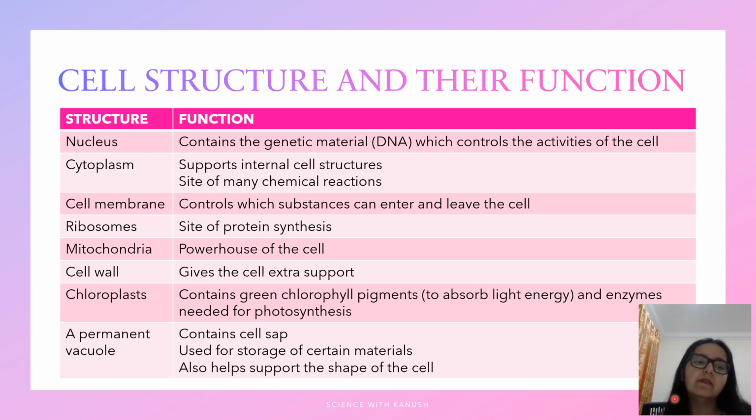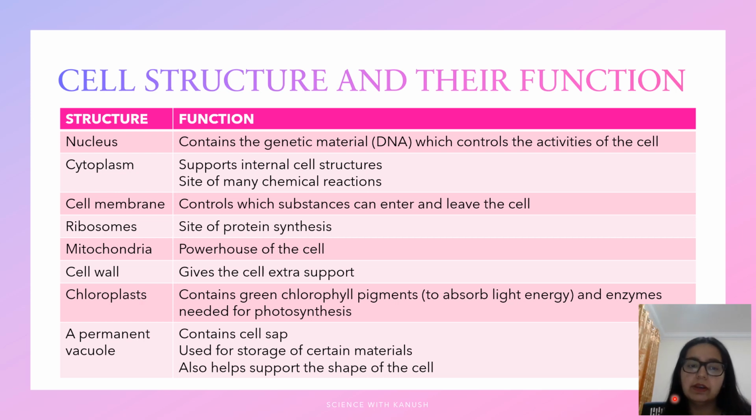Okay, and then we have a cell wall. So cell wall gives the extra support and the shape to the cell. And then we have chloroplast. As I told you, chloroplast contains a green chlorophyll pigment. This green chlorophyll pigment helps to absorb light energy, and chloroplast contains enzymes which are needed for photosynthesis.